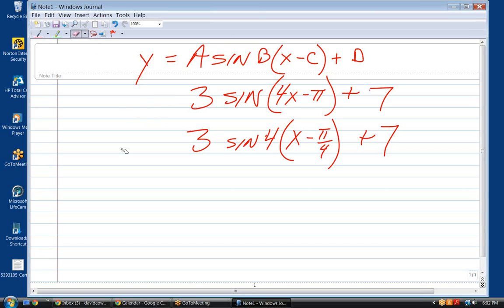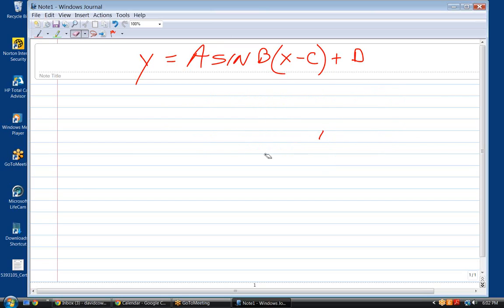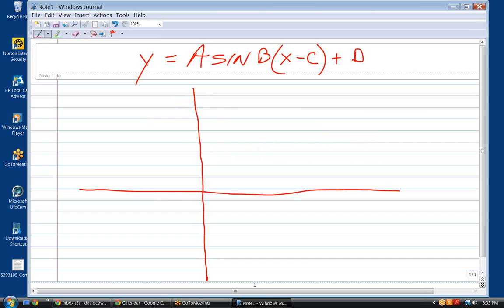All right. Let's take these things one at a time, what their implications are. We'll work with sine as opposed to cosine.